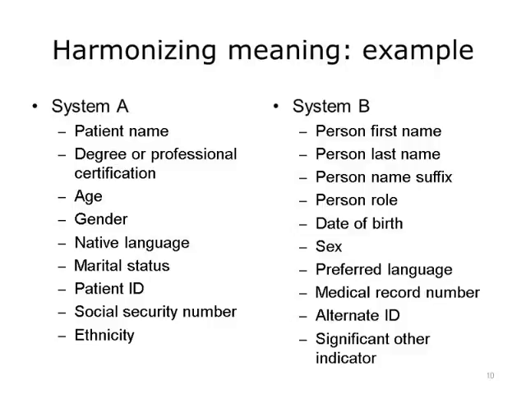Imagine System A has patient name, degree of professional certification, age, gender, native language, marital status, patient ID, Social Security number, and ethnicity. Imagine System B has person first name, person last name, person name suffix, person role, date of birth, sex, preferred language, medical record number, alternate ID, and significant other indicator. How would you map the demographics?